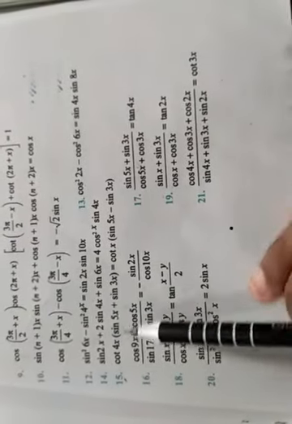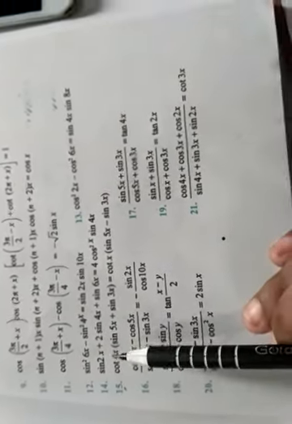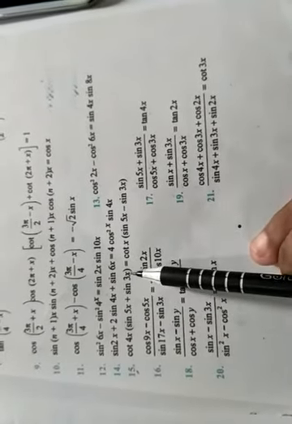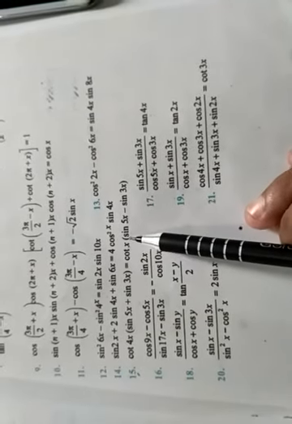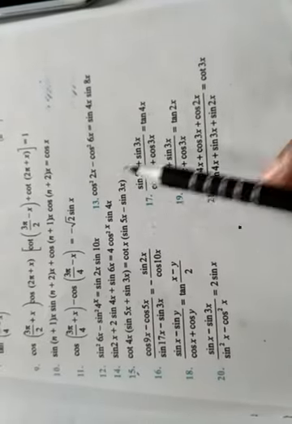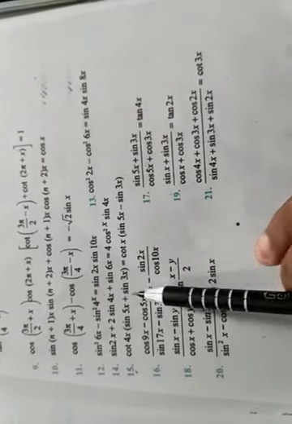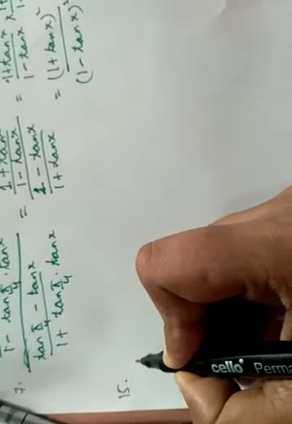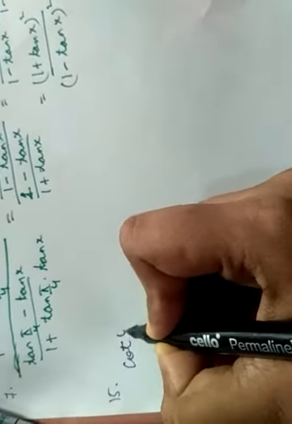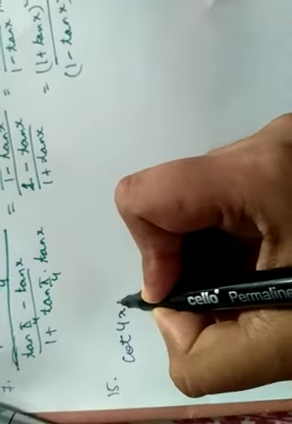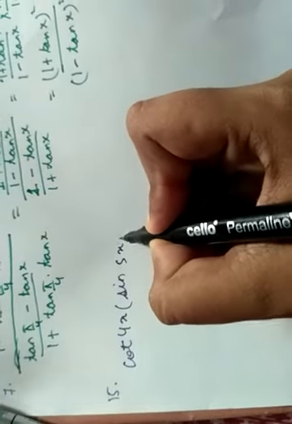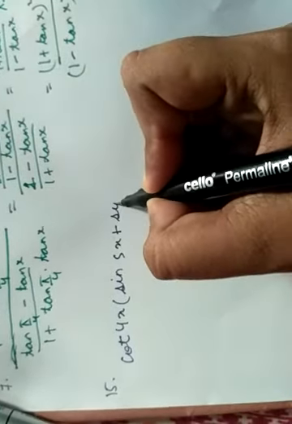Now the next question that you have asked is question number 15, which is cot 4x times (sine 5x + sine 3x) is equal to cot x times (sine 5x - sine 3x). So we will take any one side and we are going to prove the other side. First we are going to take one side, that is cot 4x and then (sine 5x + sine 3x). Now we know the formula.